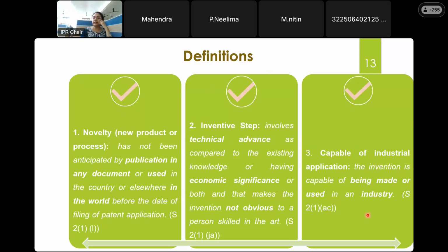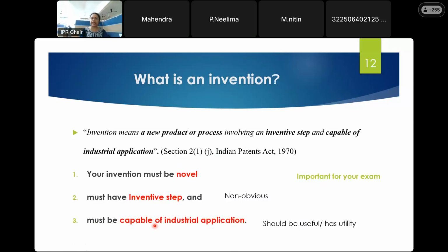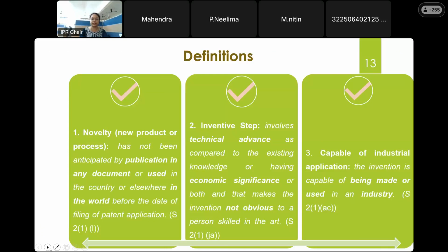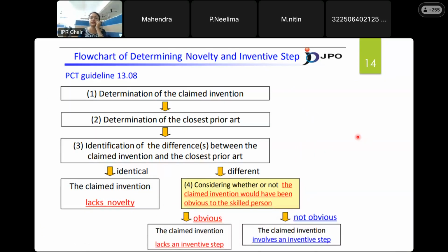Okay, so the third one is capable of industrial application. That means it is useful. I have already told you here that capable of industrial application means it is useful. Here also the same thing is there. This is the flow chart for determining inventive step. Maybe you can go through it if you are interested.